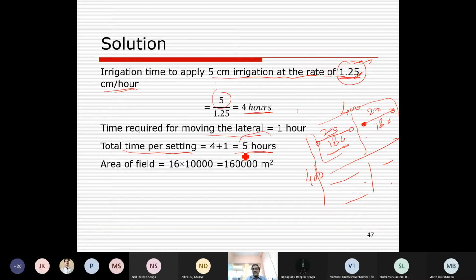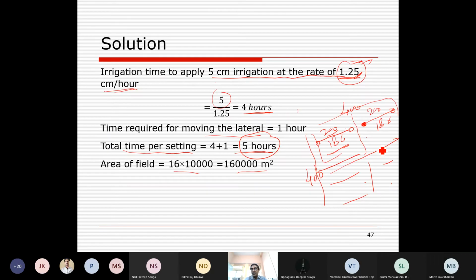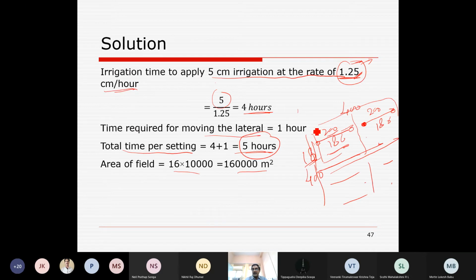So the total time per setting is 5 hours. The area of the field is 16 hectare, so length and width both are 400 meter. The entire length of 400 meter may be covered by two 186 laterals in series condition. Number of moves required, because it covers 18 meter... sorry, here I made a mistake. It is not covering 400 meter; it is covering 18 meter in each move. So along the 400 meter, one setting is covering 18 meter.